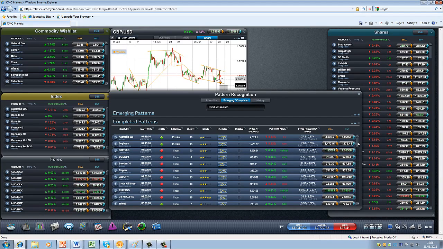As you can see there in real time, if we have a look at the points change, if it's in green, that means it has resulted in a profitable trade. If it's in red, it means it's currently going against you. And remember, you can launch order tickets directly from here. So again, pattern recognition is an incredibly useful tool.